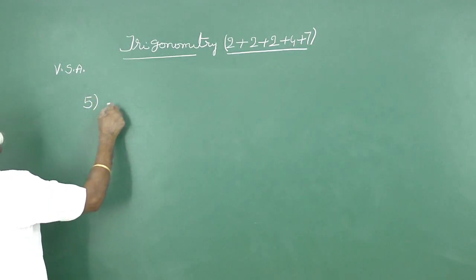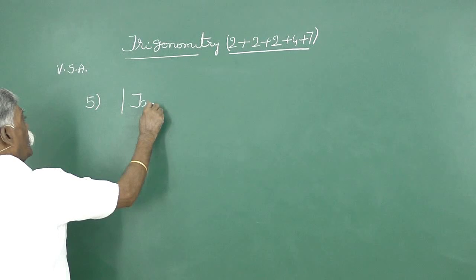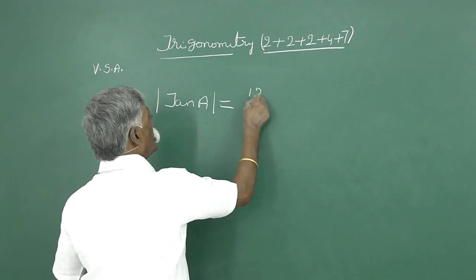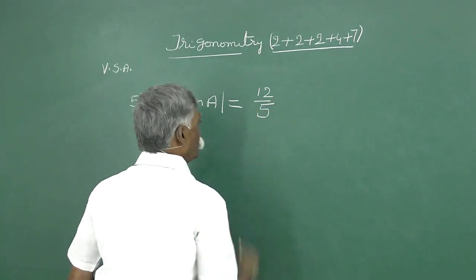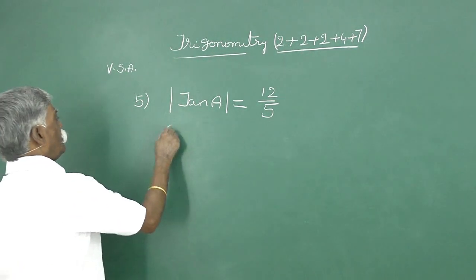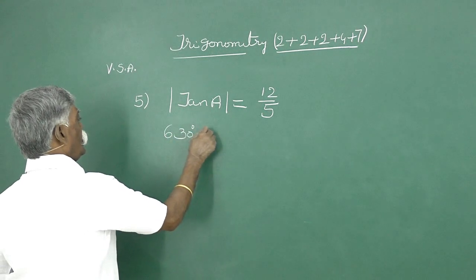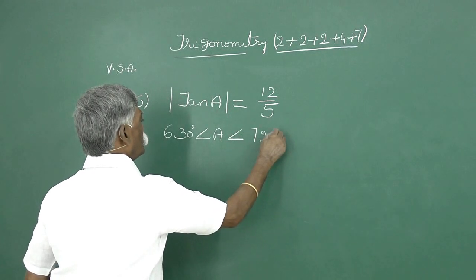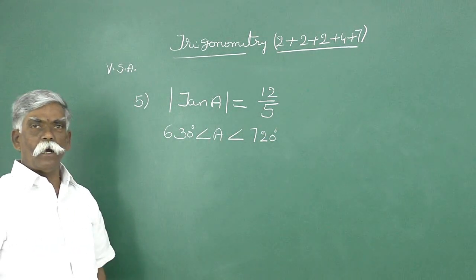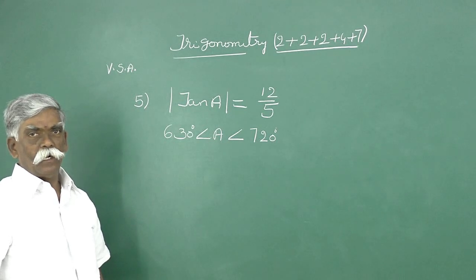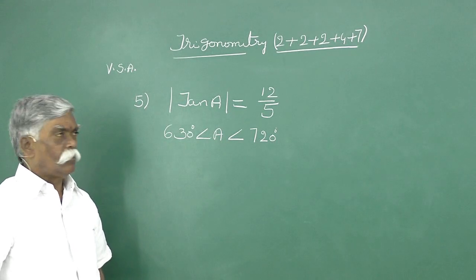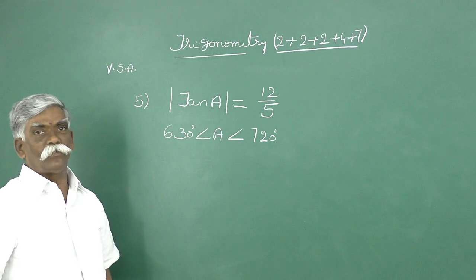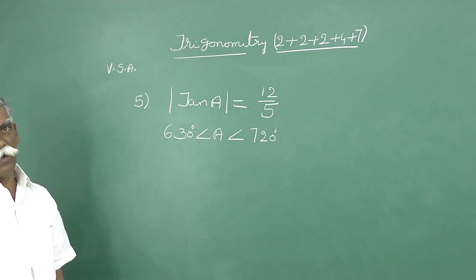Next problem. Modulus tan A is equal to 12 by 5, and 630 is less than A is less than 720. So A lies in the fourth quadrant and the value of tan A must be negative. It is given that modulus tan A equal to 12 by 5. Therefore tan A is equal to minus 12 by 5.